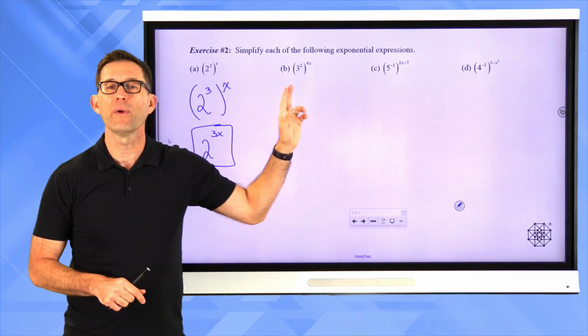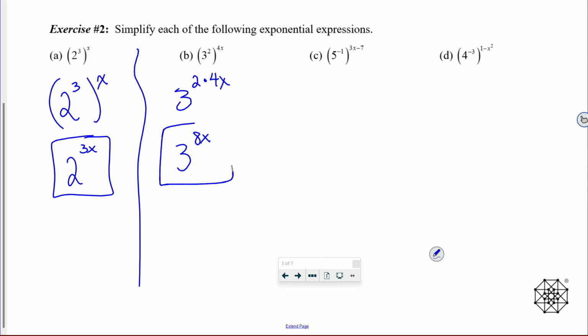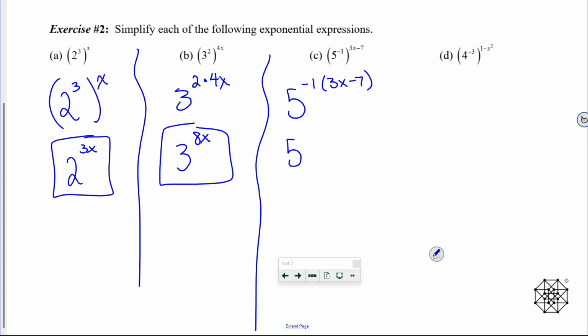All right, in letter B, we have 3 squared raised to the 4x. So that's just going to then be 3 to the 2 times 4x. And that's going to be 3 to the 8x. Let's just go through each one of them. In letter C, we have 5 to the minus 1 raised to the 3x minus 7. That's going to then be 5 to the negative 1 times 3x minus 7. And that's going to be 5 to the negative 3x plus 7.